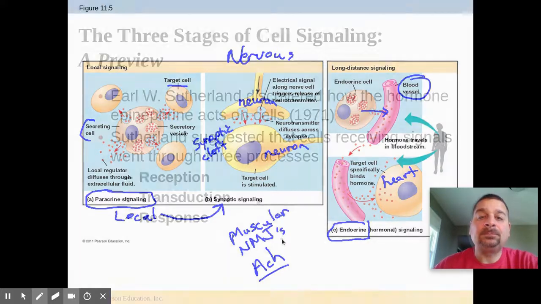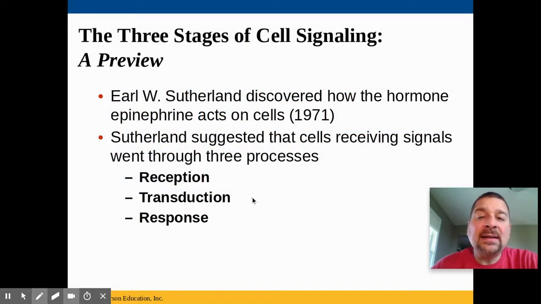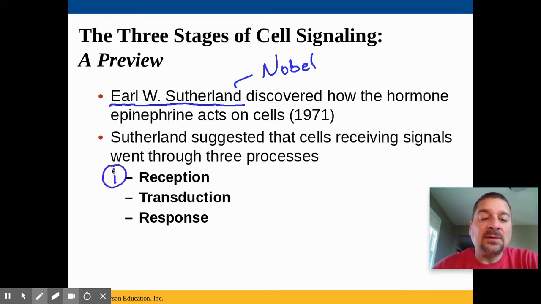Okay. The actual process of that signaling, a lot of the early research was done by Earl W. Sutherland in 1971. He actually won a Nobel Prize based on what he found. And he suggested, and we still think today, there's basically three main steps. Number one, the cell has to receive the message. Number two, there's transduction of that message throughout the cell in order to, number three, cause a response of some kind.